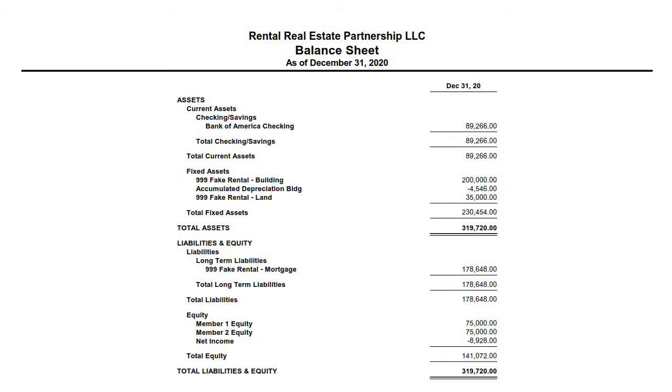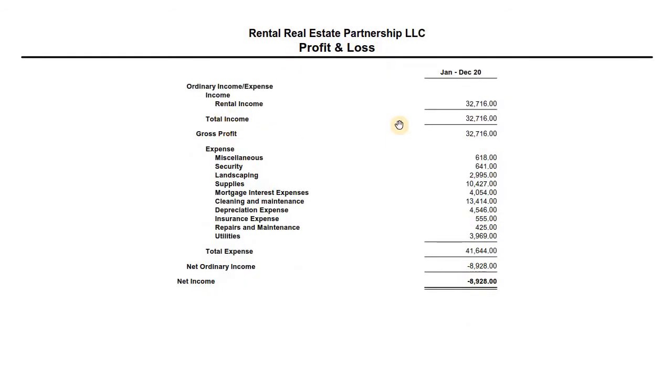Okay, so let's jump over to the P&L. So here's the real estate P&L for the year, right? They generated $32,000 in rental income. And then these are their various expenses, right? So they had some miscellaneous expenses, security costs, supplies, and so on and so forth. Mortgage interest, $4,054, right? That was the mortgage interest paid on the note. And then the depreciation expense here, this is that non-cash expense, right? The amount of depreciation expense for the property during the year. They also recorded this on their internal books just to be consistent with the tax return, right? And so their net loss for the year was $8,900.